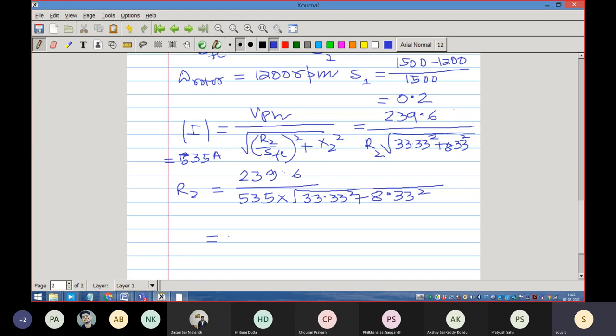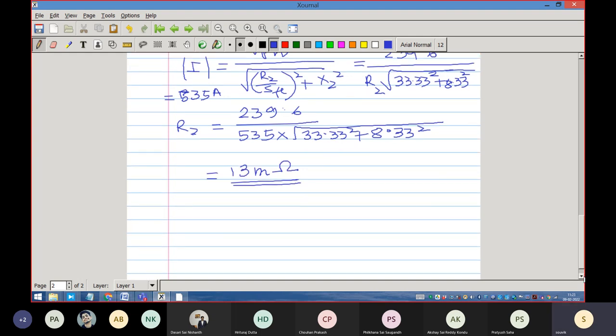239.6 divided by 535 divided by square root of 33.33 square plus 8.33 square equal to 13 milliohm. So we are getting R2 is equal to 13 milliohm.